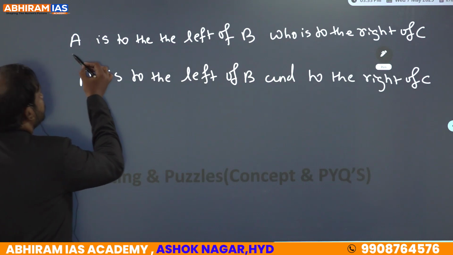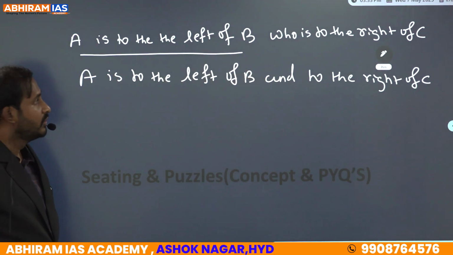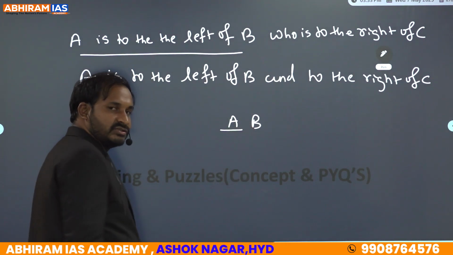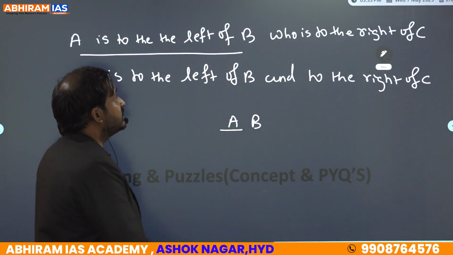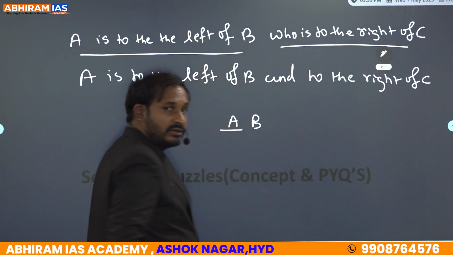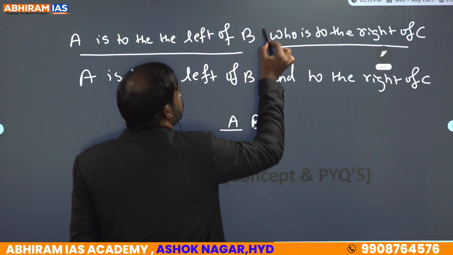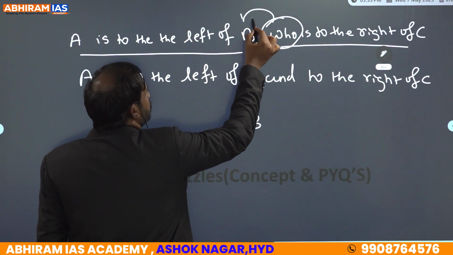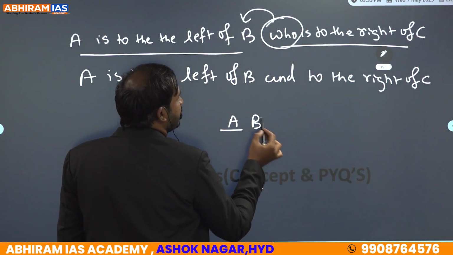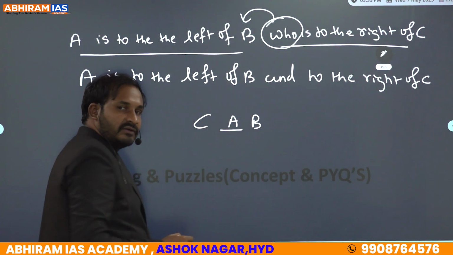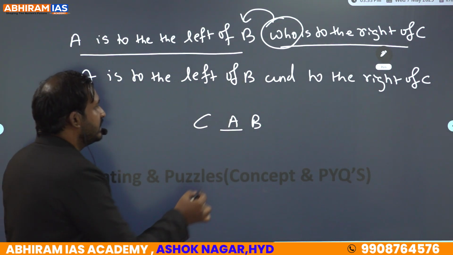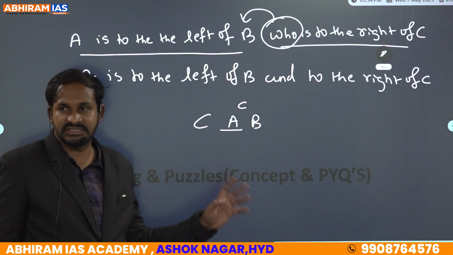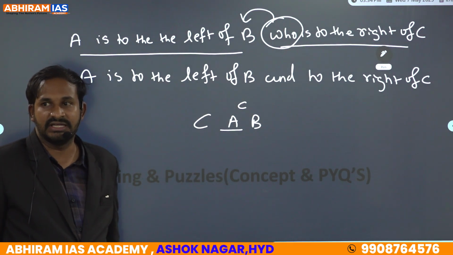See here, A is to the left of B, who is to the right of C. Now tell me which person we should consider as who here. Here who means B. B is to the right of C. C can be here or C can be here. Anywhere it is possible. It is not immediately just to the right of B.